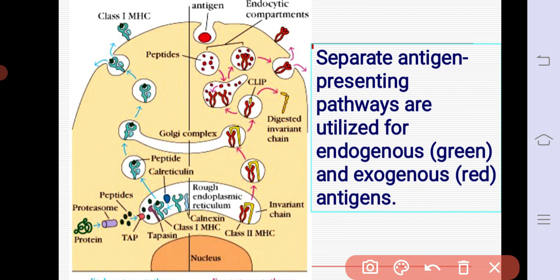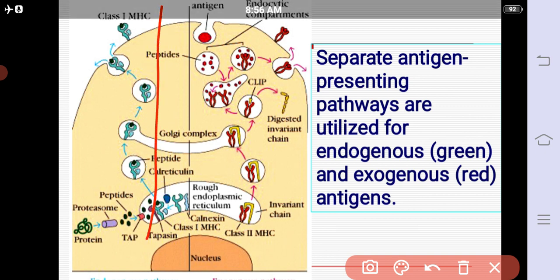After its synthesis, the TAP loads the peptide antigen on that MHC, and this complex, MHC class first molecule with a loaded peptide antigen, is then transported to the Golgi complex through a vesicle, and the vesicle carries it to the cell surface, and after that it is shown this way. And this is the endogenous pathway, which is represented here in green.